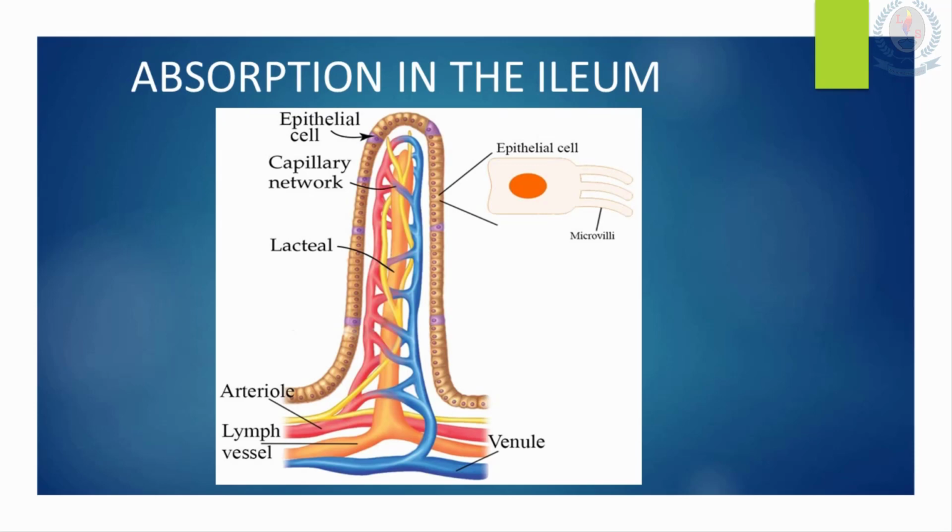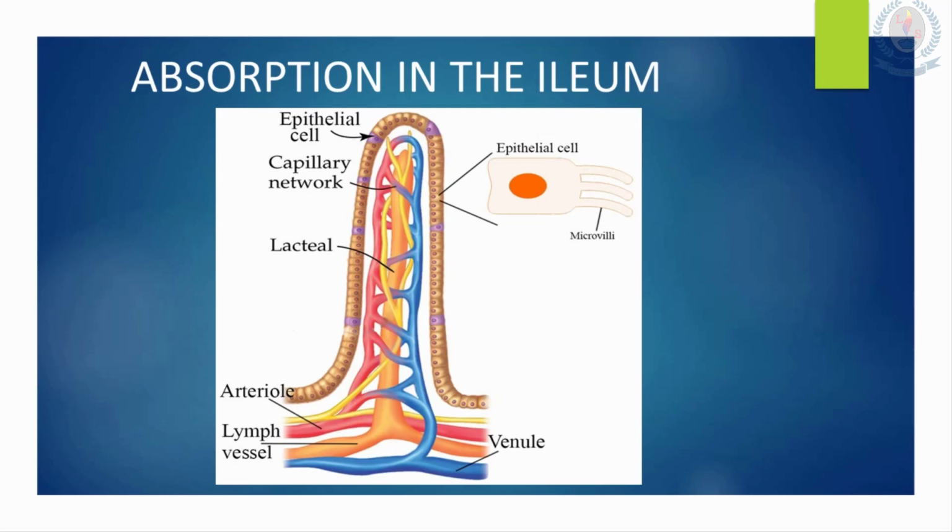The total area of the lining is thought to be around 300 square meters, about the size of a tennis court. So this produces a massive area. This provides a massive area in contact with the digested food. Actually, this will increase the surface area for absorption.